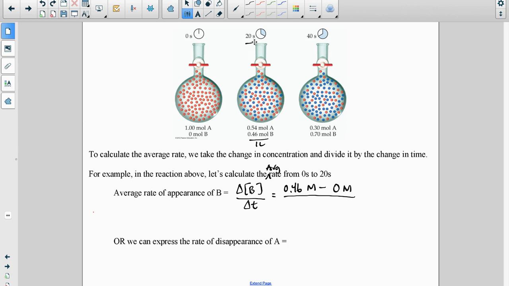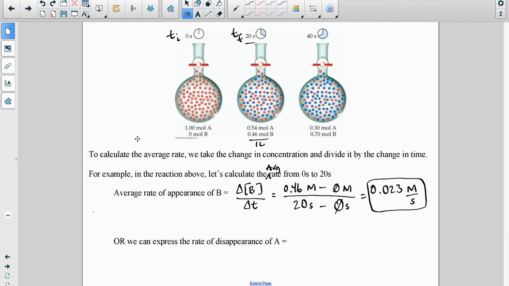Then we take our T final, our final time, 20 seconds. That's our T final. Here's our T initial. So we take our T final, 20 seconds minus 0 seconds. So that's 0.46 divided by 20. Okay, and then we divide that out, and we get 0.023 molarity per second. So that's our average rate of appearance between those 2 points in time.